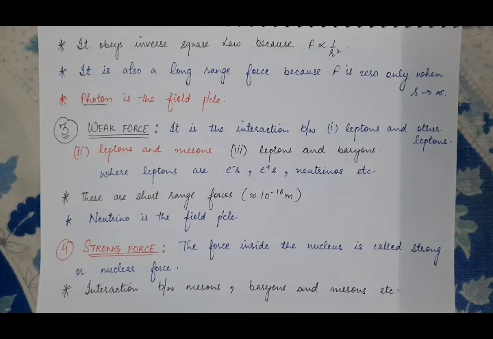And the range of these weak forces is very small. That is, if the two particles, leptons and baryons, are not at infinite distance apart but the distance between them is large, then there will be no weak force. It means the range of this weak force is very small, only 10 raised to power minus 16 meters. So it is a very short range force. And the field particle, because of the interaction of which this weak force arises, is the neutrino.